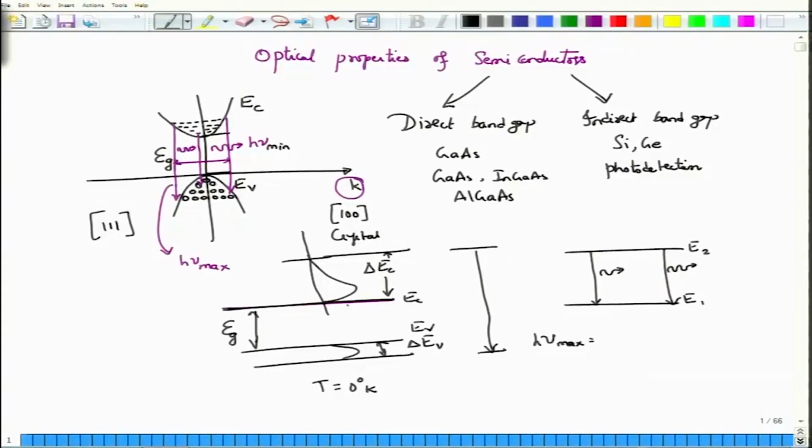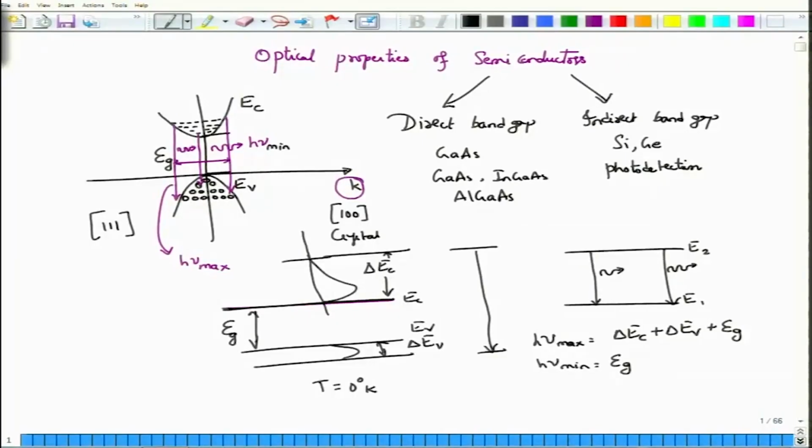The total energy change that has occurred will be delta EC plus delta EV plus the energy gap EG. Okay. Of course, the minimum h nu that can occur will be between these two band edges, which is basically the energy gap itself. Okay.